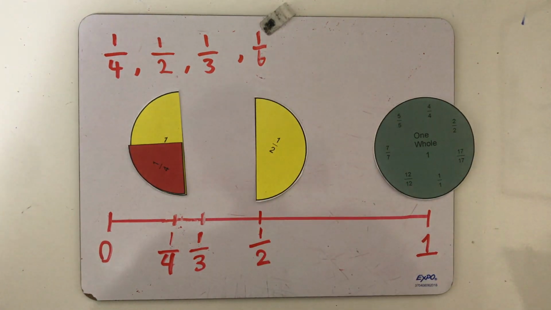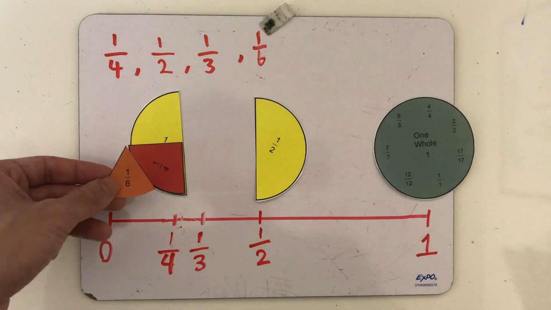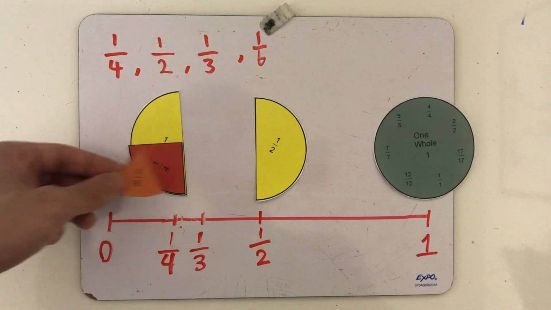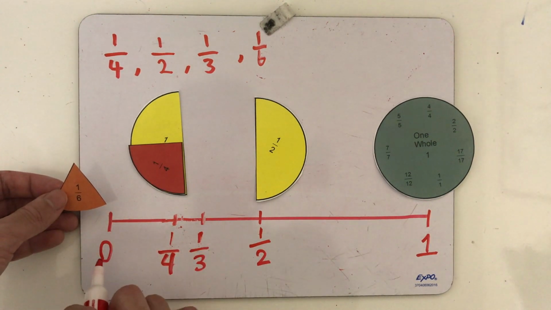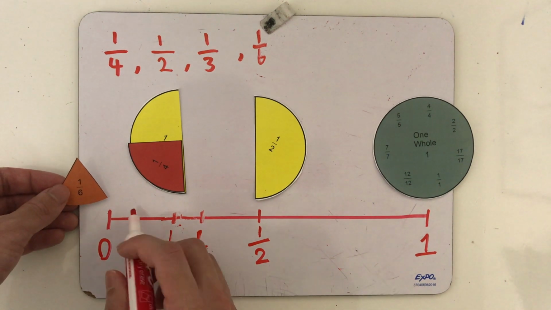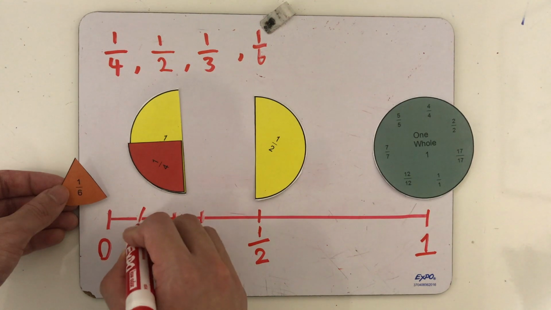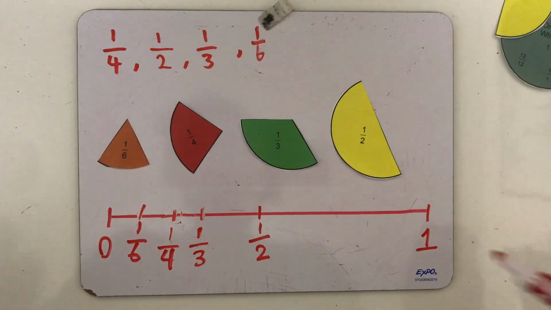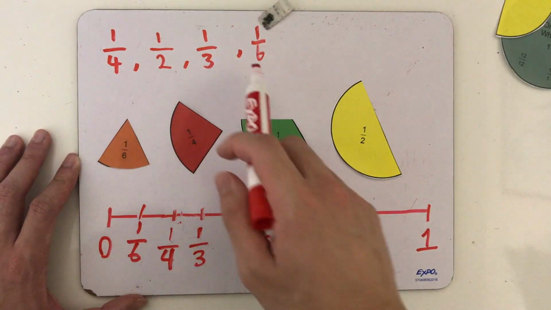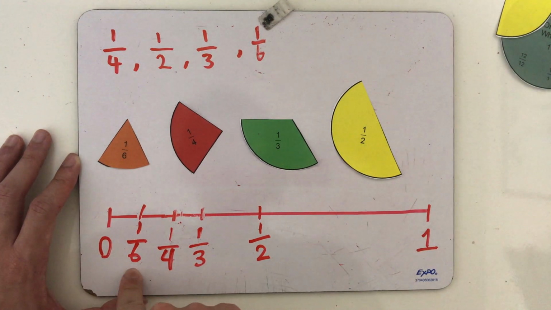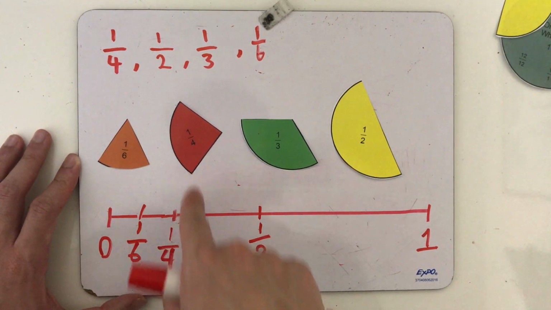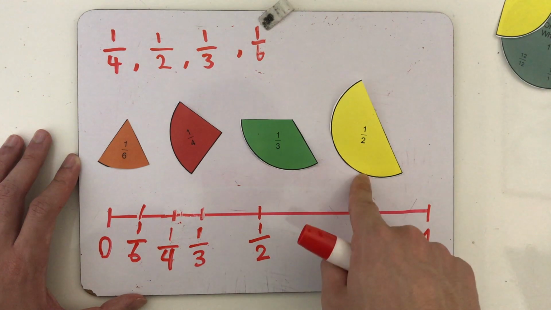Now lastly, we're going to see where 1/6 is. Now 1/6 is smaller than 1/4, so it's going to be somewhere between 0 and 1/4. So I'll put 1/6 right here. So now the correct order for these fractions from least to greatest goes 1/6, then 1/4, then 1/3, then 1/2.